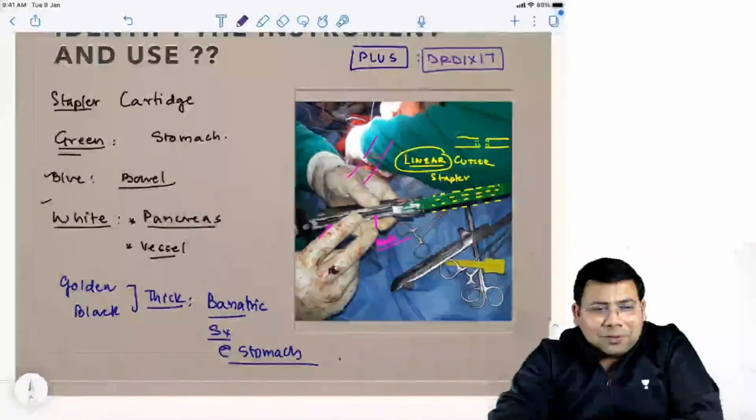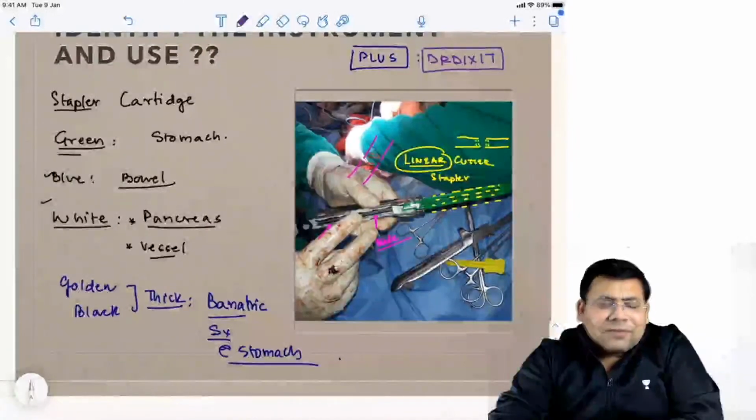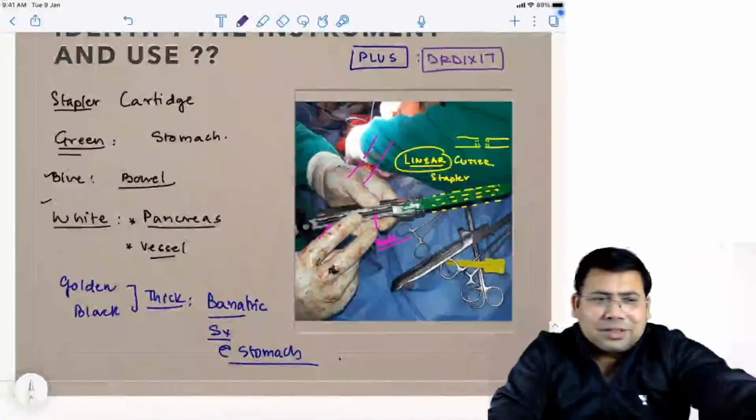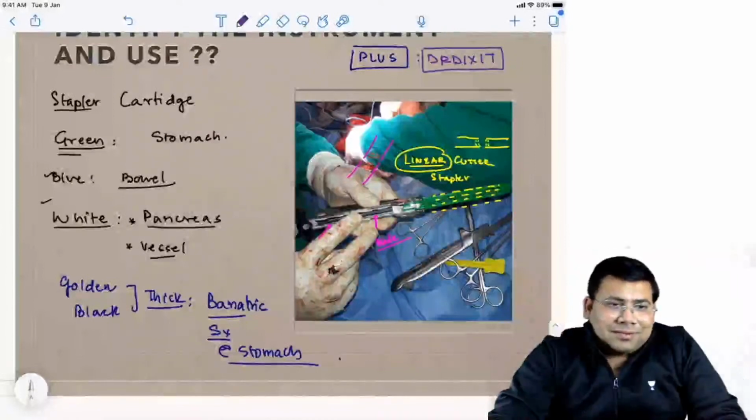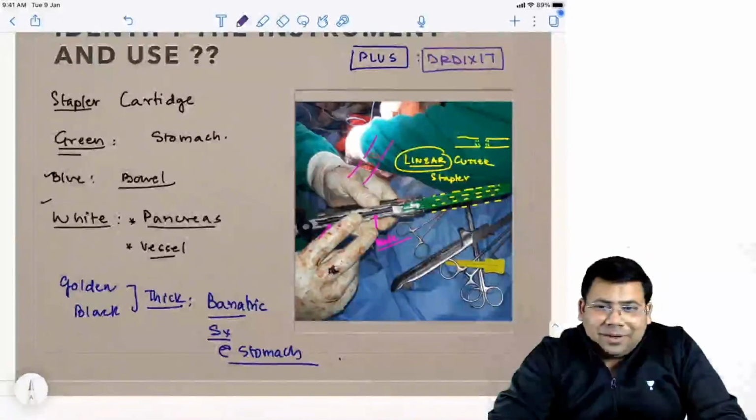No, you can also become a surgeon. You can also learn. That's very easy. Sleeve gastrectomy is one of the easiest surgeries, if you say.